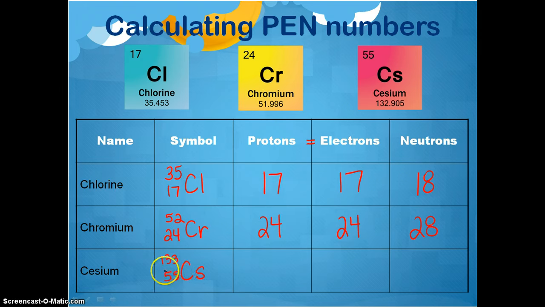So I'm looking at that atomic number of 55 for protons. Protons are equal to electrons, so I also have 55 electrons for cesium. And for my neutrons, I'm subtracting the two, so 133 minus 55 is going to give me 78 neutrons. So calculating the PEN can be quite easy, just following those simple rules that I've stated.